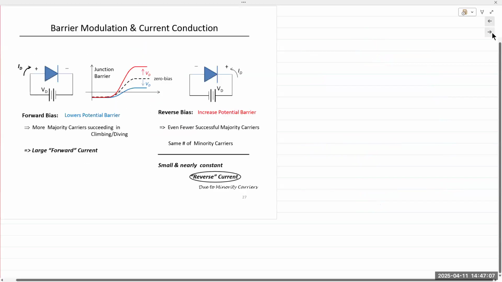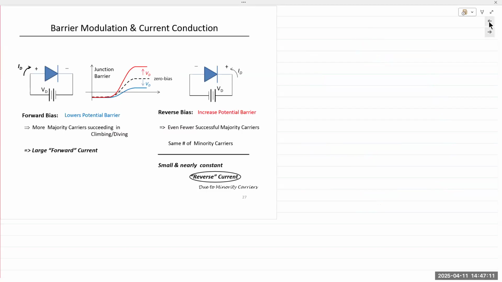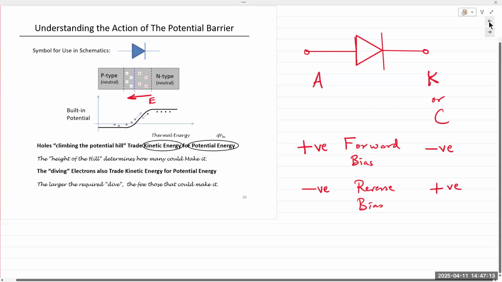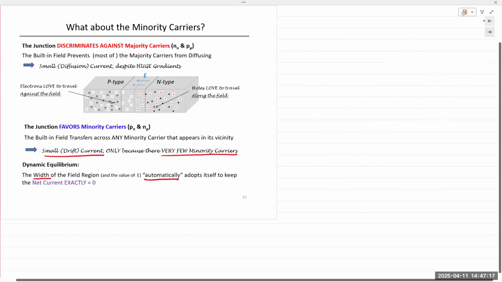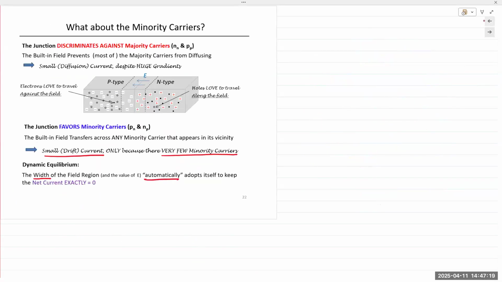And so when we apply forward bias, actually, I'll come back to the slide because this right here makes it easier to explain. This is the anode. This is the cathode. Lots of positive charges, meaning holes here. What happens if you connect positive and negative here? What happens to the holes and electrons?